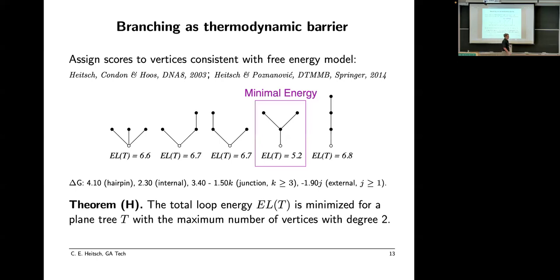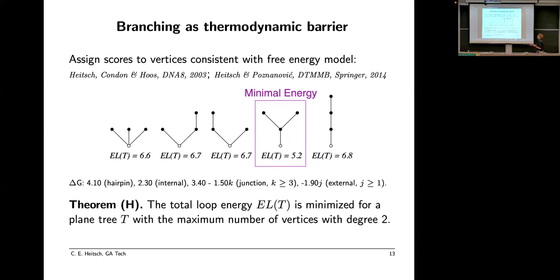For us, though, our configuration space is going to be the set of plane trees with n edges. Our step is going to be one of these pairing exchange moves. And so all we need to do is define what we mean by the cost. The cost will end up being a function of the branching degree. The justification for that is that we can assign weights to the vertices in a way that is consistent with the thermodynamic model that the biologists use all the time in their optimizations.